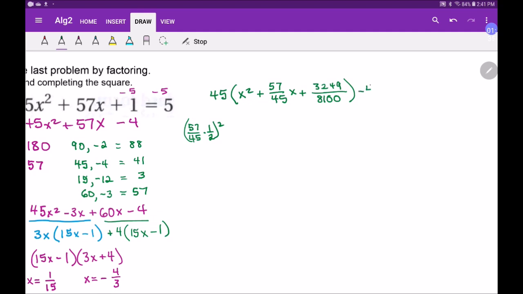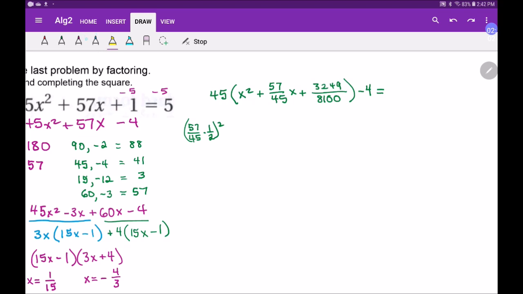I didn't do anything with that. Still have my negative 4. Remember that? And I need to do something to the other side of this because I just added this. And I didn't really add that. I have 45 times that, because if you look, there's 45 out in front. So it wasn't that I just added the fraction inside.